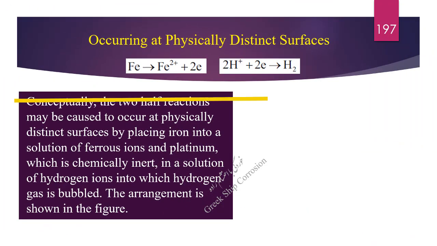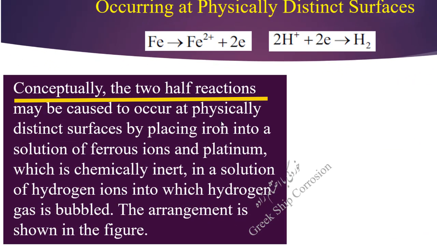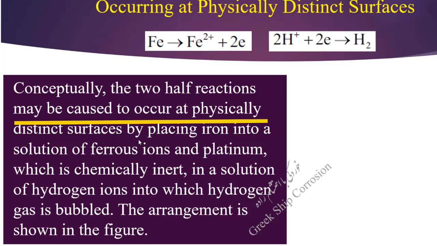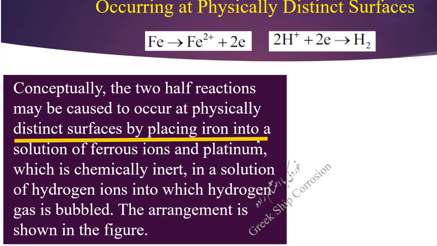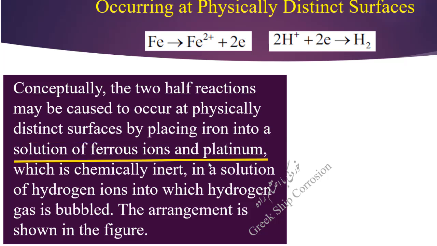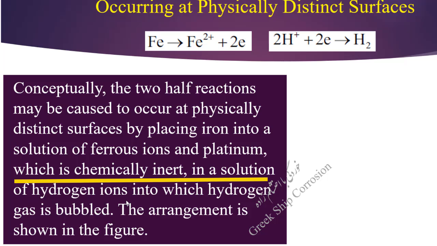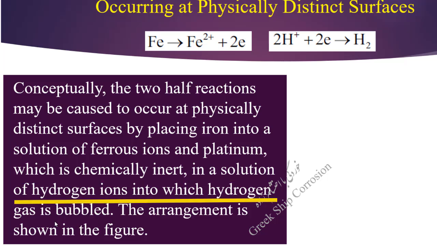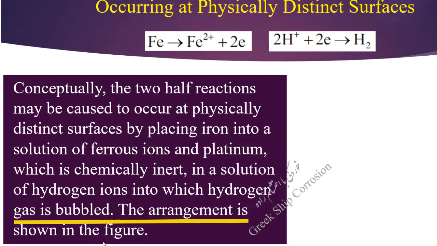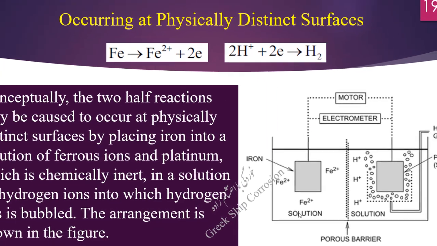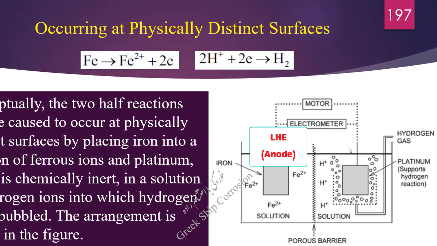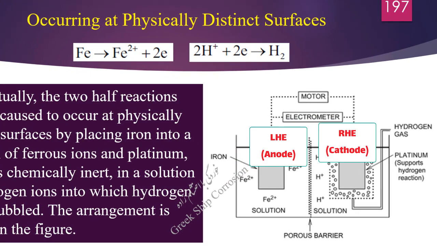surfaces. Conceptually, the two half reactions may be caused to occur at physically distinct surfaces by placing iron into a solution of ferrous ions and platinum, which is chemically inert, in a solution of hydrogen ions into which hydrogen gas is bubbled. The arrangement is shown in the figure. This is the left-hand electrode, that is anode, and this is the right-hand electrode, that is cathode. And here is a porous barrier.